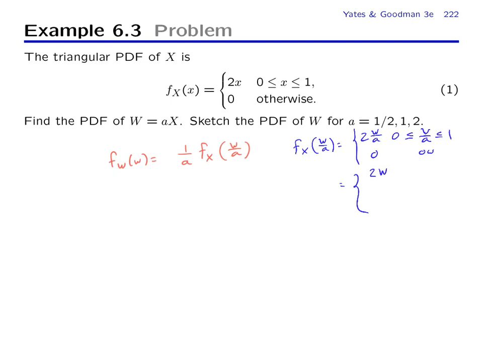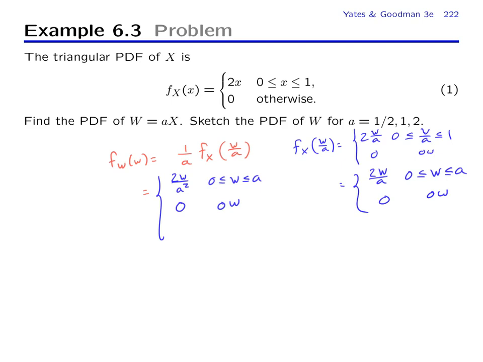And so this is 2w over a, for 0 less than or equal to w, less than or equal to a, and 0 otherwise. And then the next step is that we know that we have to account for this factor of the 1 over a here. And when we put that into our solution, we get 2w over a squared, for 0 less than or equal to w, less than or equal to a, and 0 otherwise. So this is the solution.